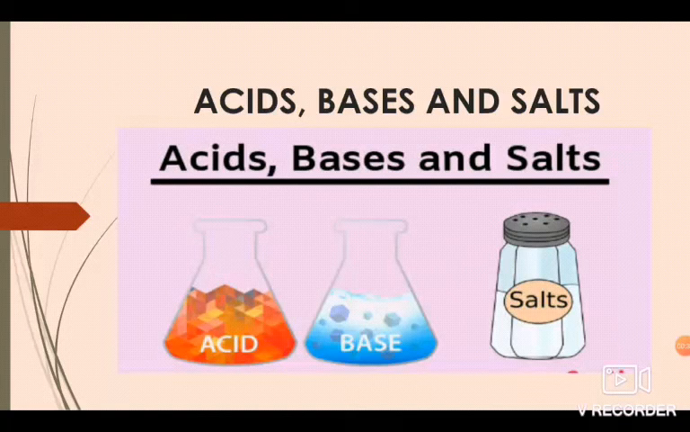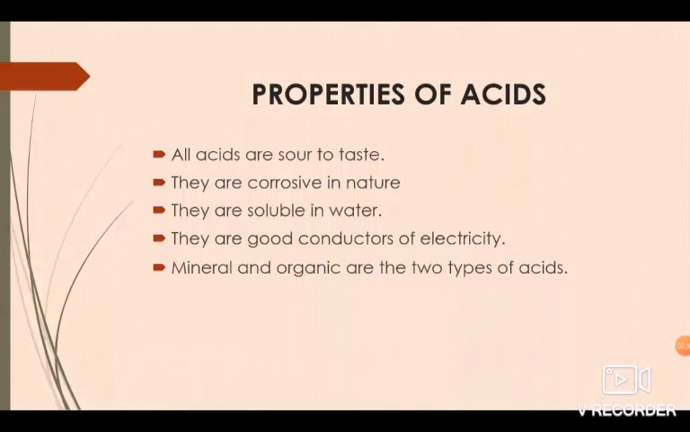In your earlier classes, you learned that we have different types of substances or matter. Chemicals can be of different types. They can be acids, bases, salts, and many other things. In this lesson, we will be learning about acids, bases, and salts. Let us take up acids.